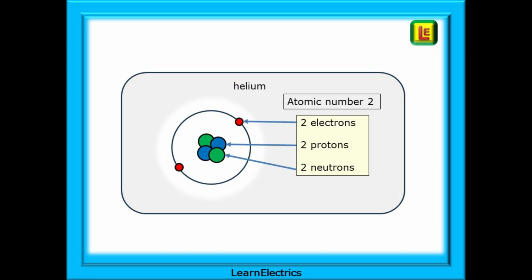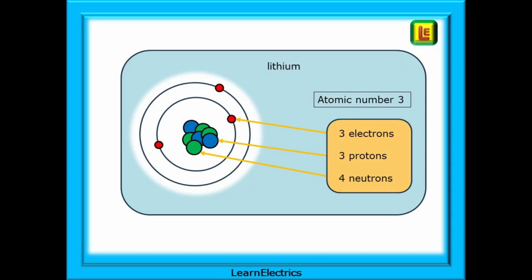Helium has an atomic number of 2. We know then that there are 2 protons at the centre and 2 electrons in orbit around them. Helium has 2 protons and thus an atomic number of 2. Helium also has 2 neutrons, and the neutrons and protons at the centre make up the atom's nucleus. Lithium, as used in batteries, has 3 electrons and a nucleus of 3 protons and 4 neutrons.